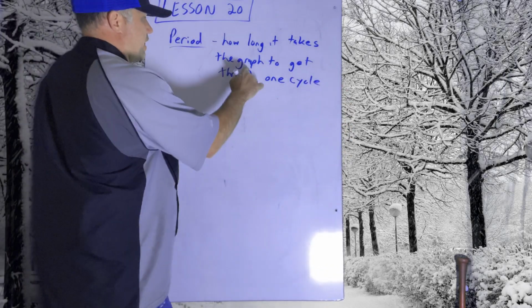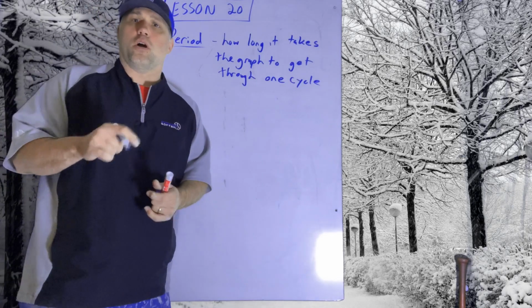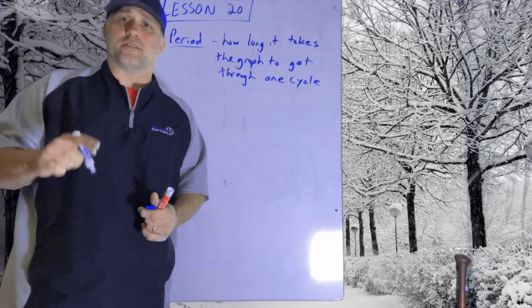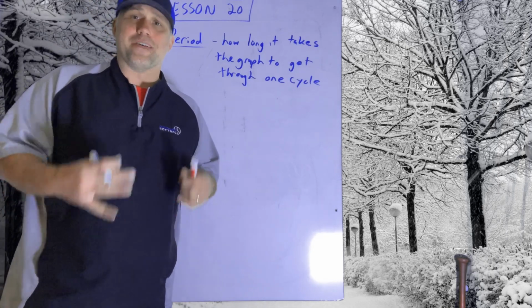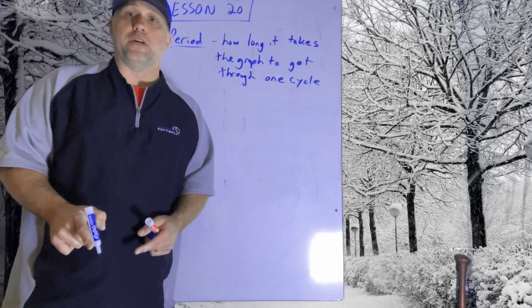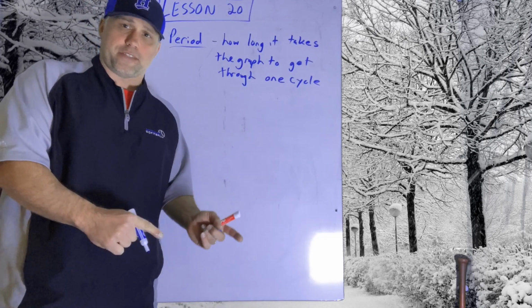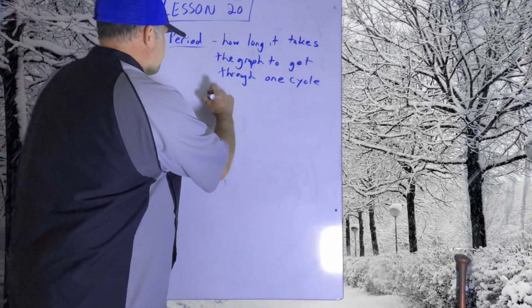All right, so that is the definition of period. How long does it take the graph to get through one cycle? There's a formula that will help you find the period of the graph every single time, and that formula is going to be very useful when we try to graph these things. Let me give you that formula.